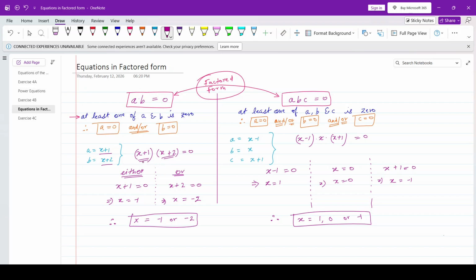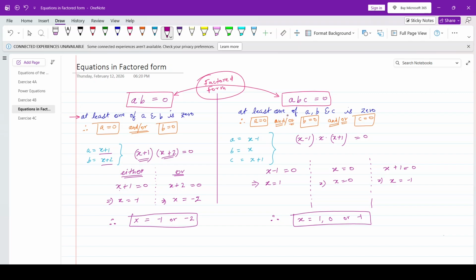So situation 1 is x plus 1 is equal to 0 and situation 2 is x plus 2 is equal to 0. From here we get x is equal to negative 1 and from here we get x is equal to negative 2. So in this case we can say x is equal to negative 1 or negative 2.